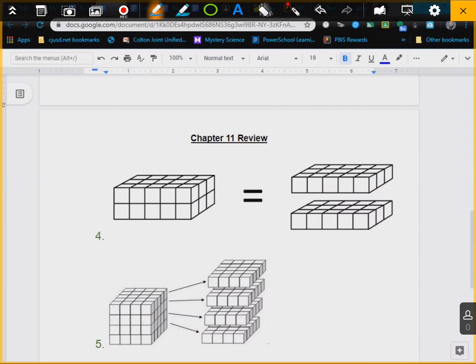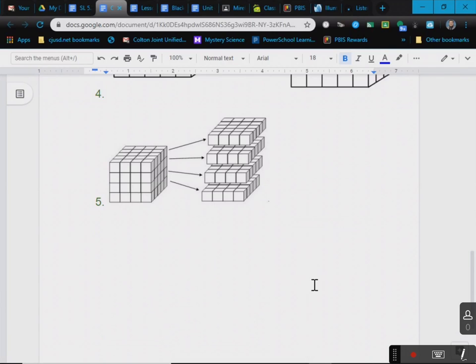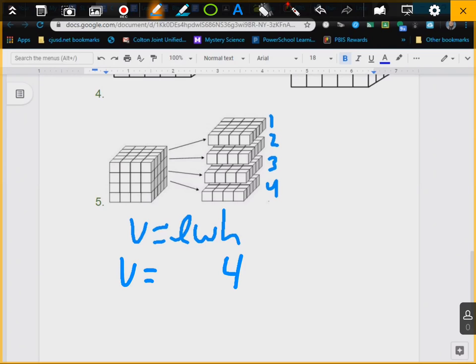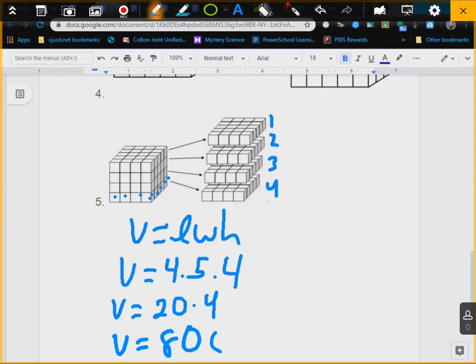Alright, let's do number 5. This is the last one. Number 5 gives us 4 layers. So we see that there's 1, 2, 3, 4, so we know that it's a height of 4. When I do volume equals length times width times height, I know that the last one's going to be 4. The length is 1, 2, 3, 4 as well. And the width is 1, 2, 3, 4, 5. So it's going to be 4 times 5 times 4. I know 4 times 5 is 20. So 20 times 4, I also know off the top of my head, is going to be 80 cubic units.